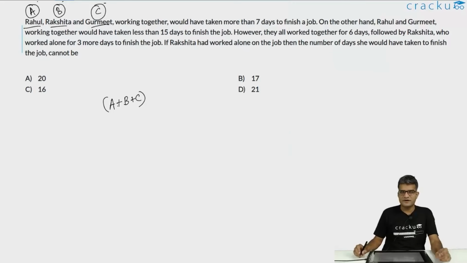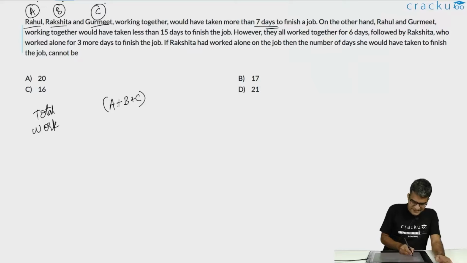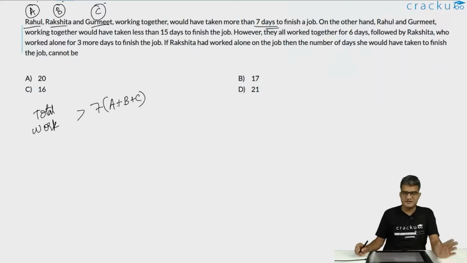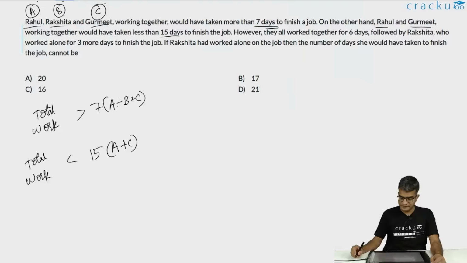And it is told that when all of them are working together, it takes more than 7 days to finish the job. So the total work that needs to be done is greater than what they will do in 7 days, which is 7 times (A plus B plus C). Now, if only Rahul and Gurmeet are working, the total work that is done in a day is A plus C. And we are told that they take less than 15 days to finish the job. So the total work that needs to be done is less than 15 times (A plus C).